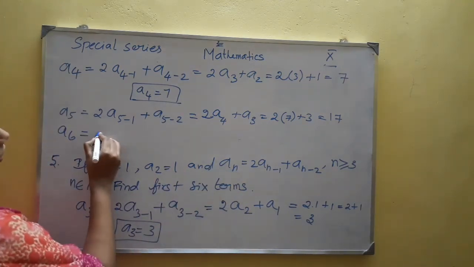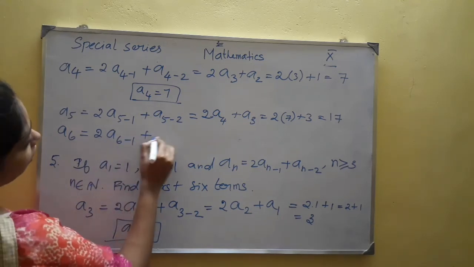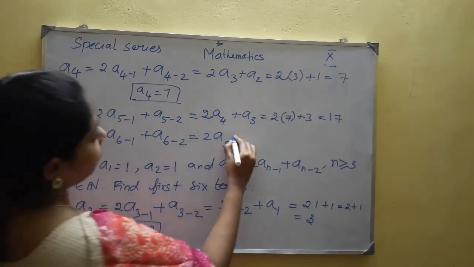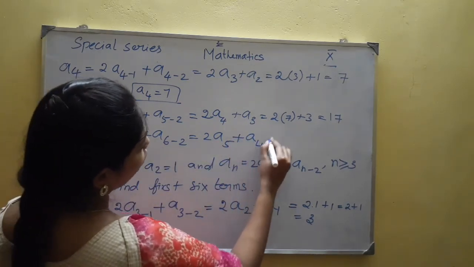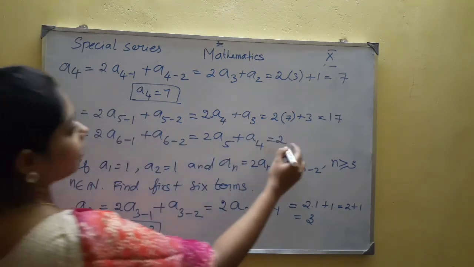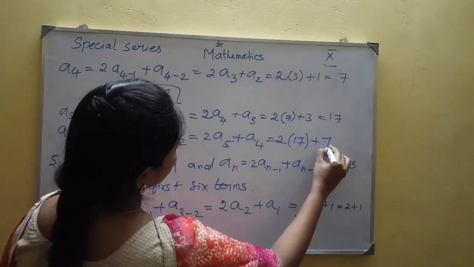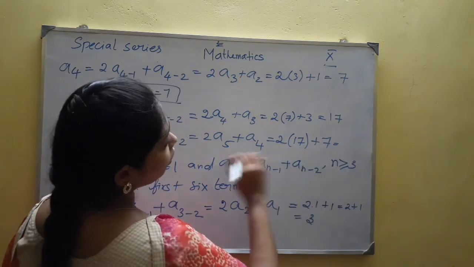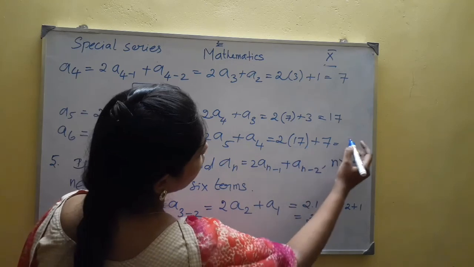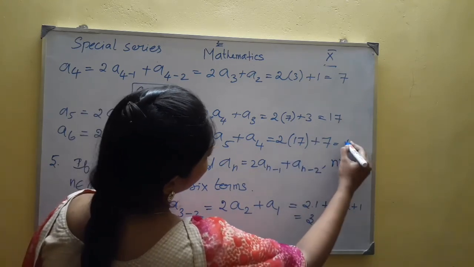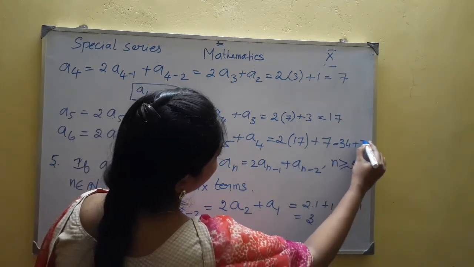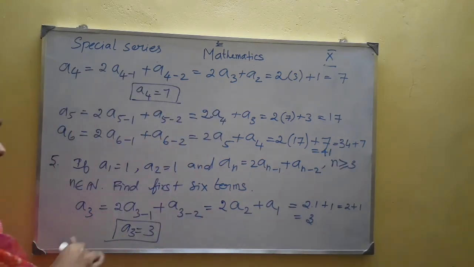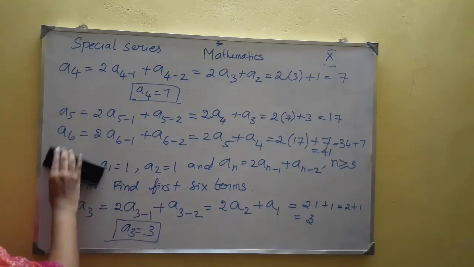So what is A6? Just substitute here. 2 into A6 minus 1, plus A6 minus 2. 2 times A, 6 minus 1 is 5, plus A6 minus 2 is 4. What is the A5 value? 17. The A4 value is 7. So this is actually 2 times 17, 2 sevens are 14. 34 plus 7. So 34 plus 7 is 41. I just erase the question here.